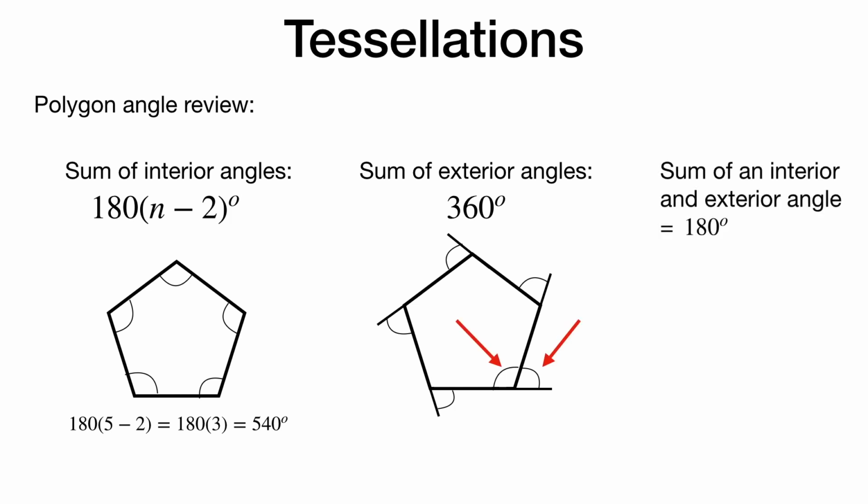Now, the sum of an interior and exterior angle is 180 degrees. That's another important fact to keep in mind, and that's because they form a linear pair, so they're going to be 180 degrees. This can be a useful thing, depending on what you're doing.